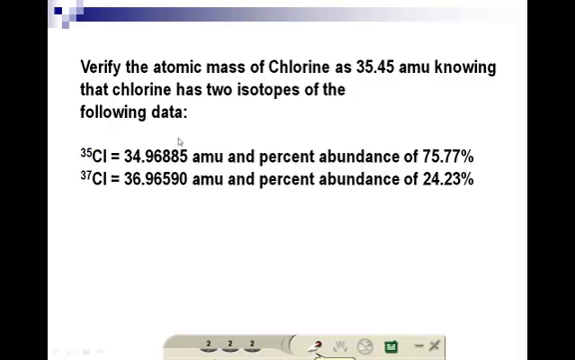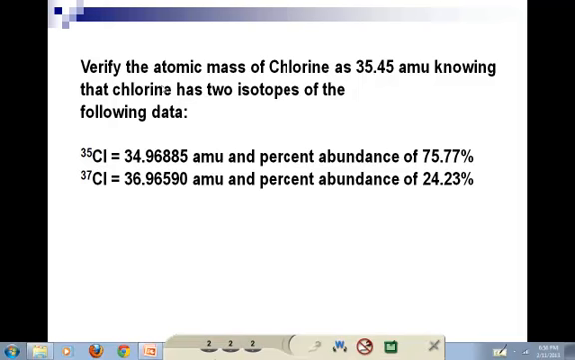Okay, we're going to work on some fractional abundances to determine atomic mass. Now in this problem, you have two different isotopes of chlorine, chlorine 35 and chlorine 37. Here's the actual mass of chlorine 35, and here's the actual mass of chlorine 37. Chlorine 35 has a percent abundance of 75.77, and chlorine 37 has a percent abundance of 24.23.